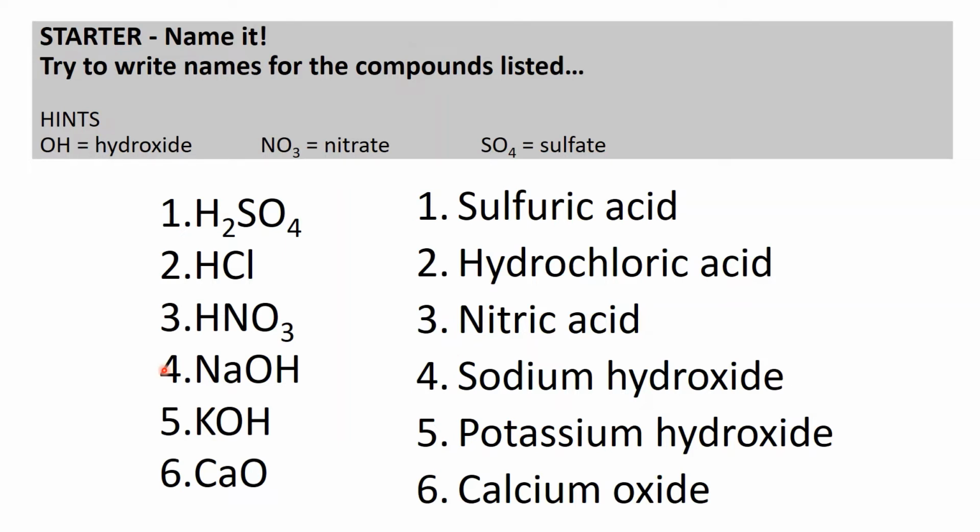Compounds 4, 5 and 6 are all bases. The first 2, 4 and 5, are actually hydroxides or alkalis. Number 4 is sodium hydroxide and number 5 is potassium hydroxide. Number 6 is an insoluble base called calcium oxide, CaO. Hopefully you got those right. Let's look at this in a little bit more detail.